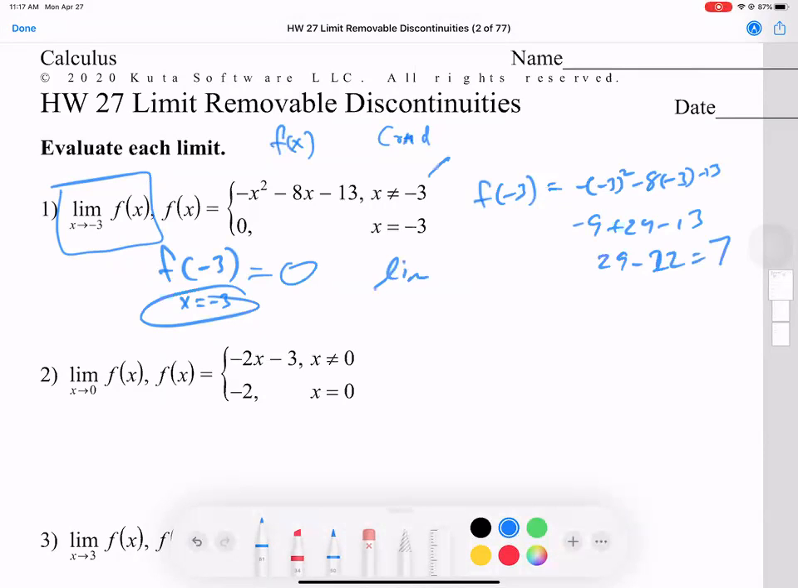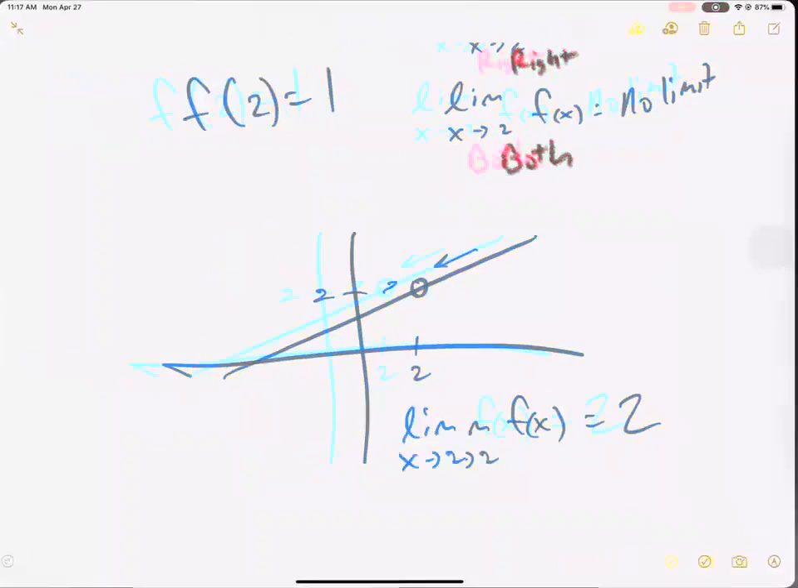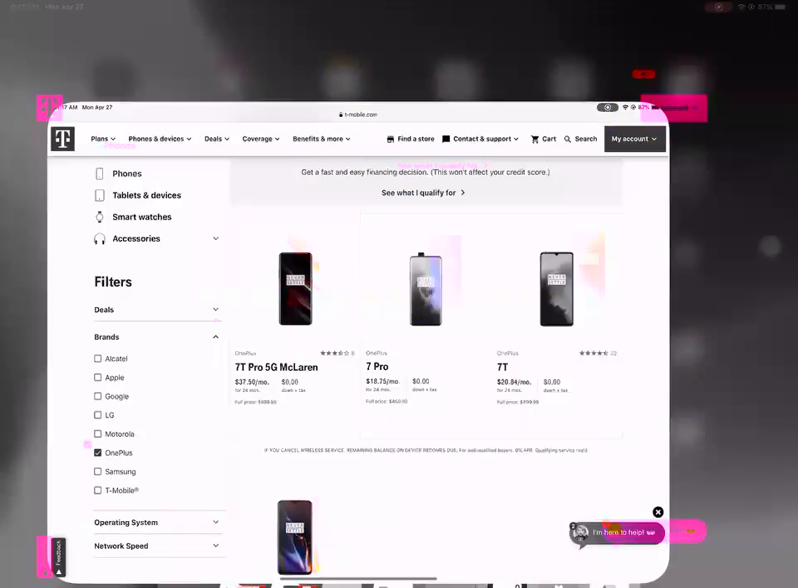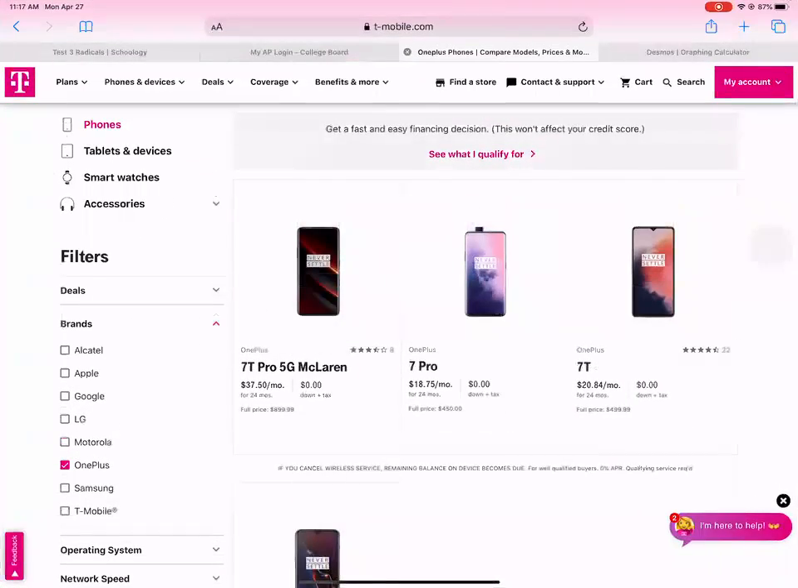So the limit as x approaches -3 of f of x should look like 7. Now, we could go and graph this. And if you want to go ahead and graph this, I feel like it's kind of a waste of our time, but we could do that.